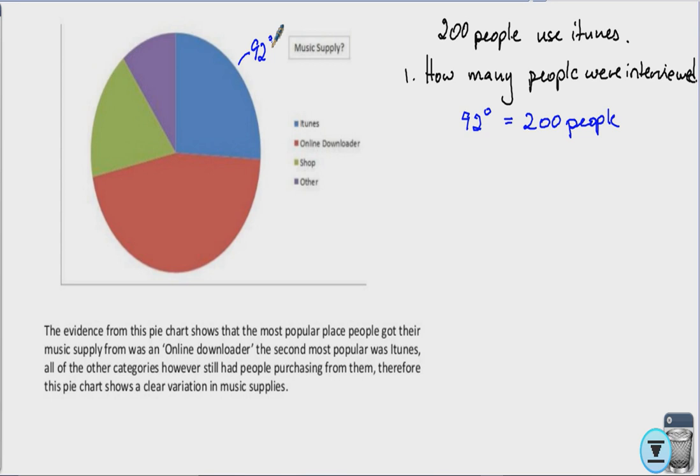Okay? So, how many people were interviewed? The whole pie chart, which represents 360 degrees. That's equal to how many people? That's a statement, so it's 200 times 360 divided by 92. Always, since these are people, we need to give our answer to the nearest whole number. Okay, so don't give decimal places in case they are people. Okay, it doesn't make sense. And this is equal to 783 persons.